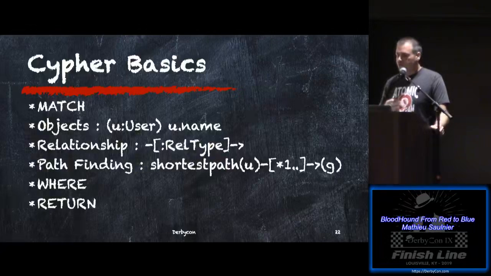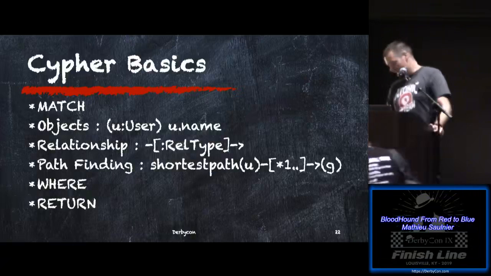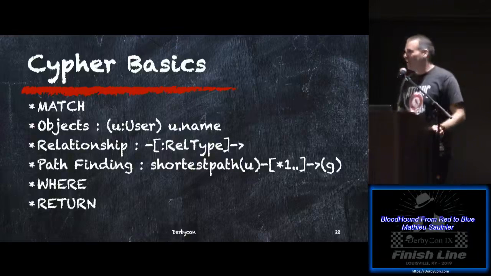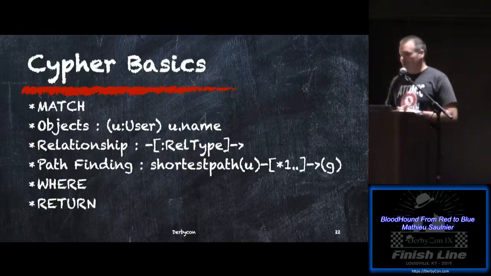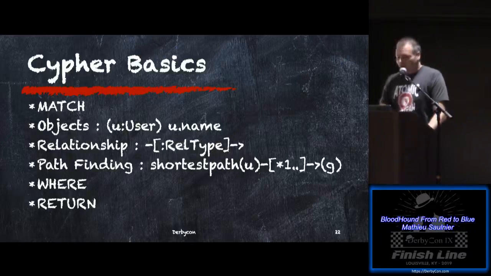Then you'll probably want to do some path finding. Here you can use shortestPath or allShortestPaths and specify the number of hops between two objects. Then you can use WHERE to do filtering, and then you can use RETURN to return the information that you want to see, whether you want to return a path or some properties.